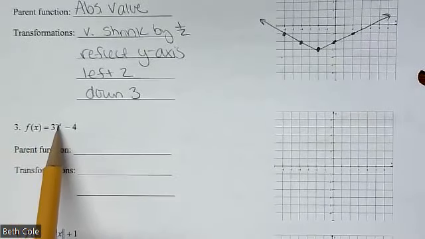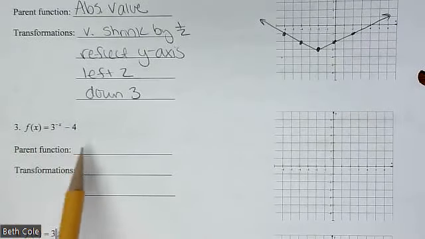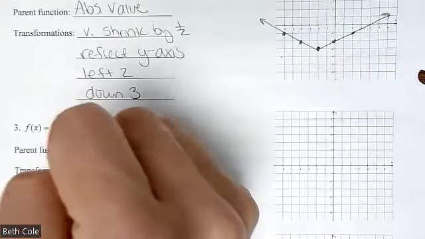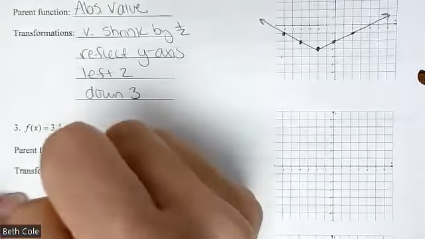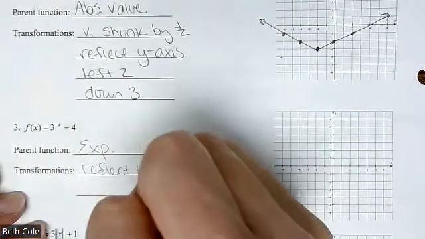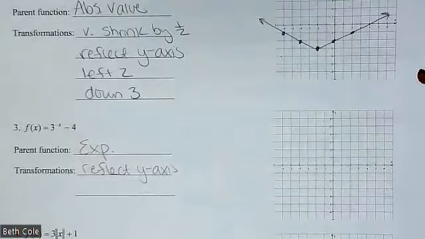All right, this one is what? In a word. Good, perfect. Exponential. You can abbreviate here. I will accept that, that's fine. There's 2 transformations because I gave you 2 lines. So what's one thing that happened? Good, the negative's inside. It's inside the exponent. So reflect y-axis. You've got this.